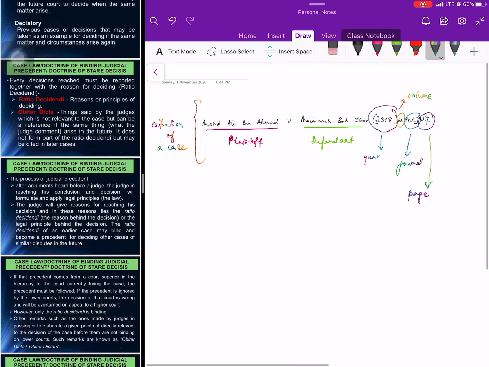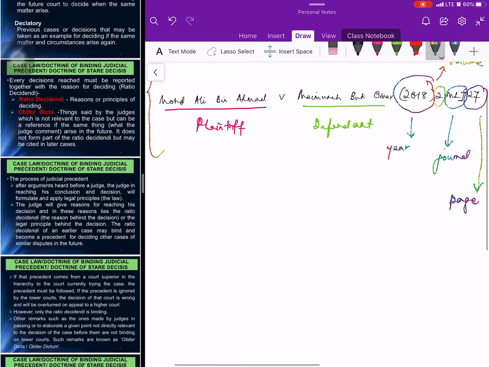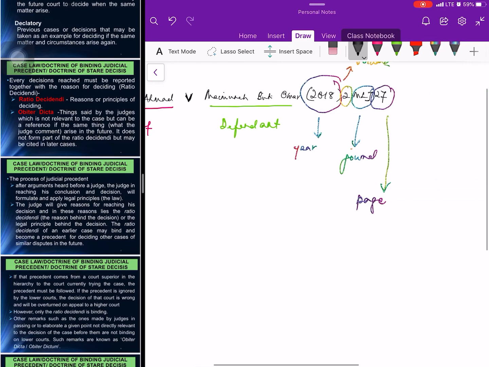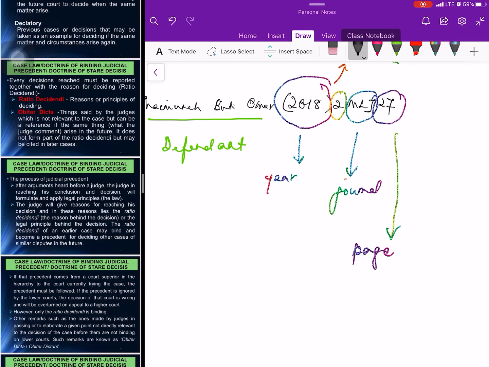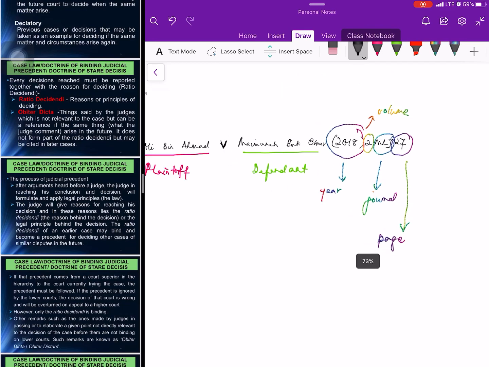Now how do we read it? In the case of Muhammad Ali bin Ahmad and Maimunah, some people call it versus, but actually it is 'and'. You will see in some other videos, I explain this part of why the V is pronounced as 'and'. So in the case of Muhammad Ali and Maimunah binti Omar, reported in 2018 in volume 2 of the Malayan Law Journal at page 27. Okay, this is the case name.